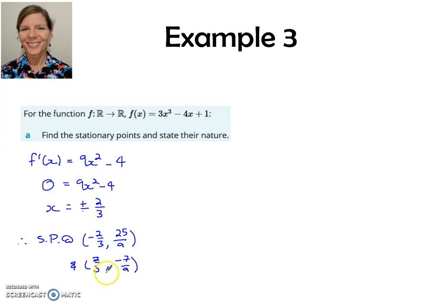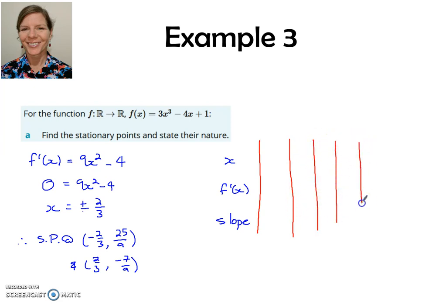Now, the easiest way to determine what's going on in between, other than graphing it with your calculator, is to set up a little table. So we want to know, what is the value of x? What is the value of f'(x)? Is it positive or negative? And therefore, what is the slope? So we can draw a little slope diagram. We're going to have a number of columns here, and for this one we'll have 5.